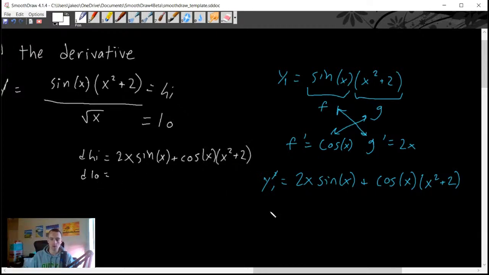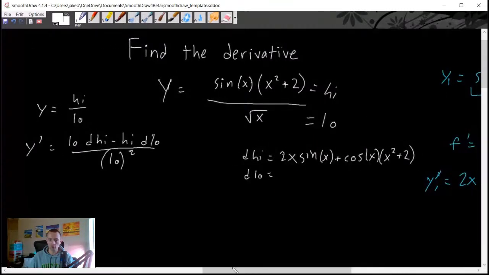Okay, and then d low is just going to be the derivative of the low part of our fraction. Well, the derivative of the low part of our fraction is just the derivative of square root of x. Keep in mind, square root of x is the same as x to the 1/2 power, because taking the square root of something is exactly the same as raising it to the 1/2 power. So to now take the derivative of x to the 1/2, all we have to do is the power rule. We can bring our 1/2 down in front, keep our x as x, and then lower our power by 1. 1/2 minus 1 is the same as 1/2 minus 2/2, which is the same as negative 1/2. So our power is now going to be negative 1/2.